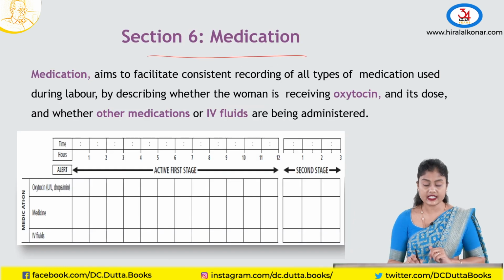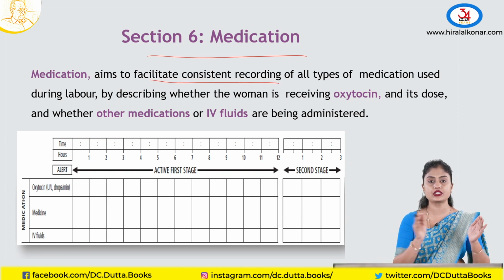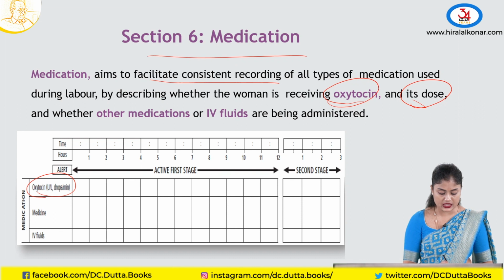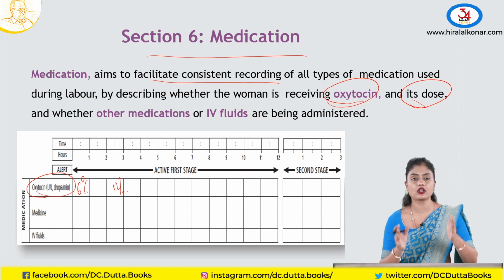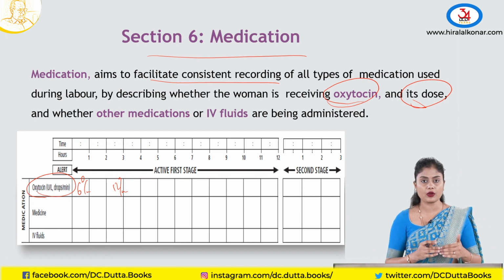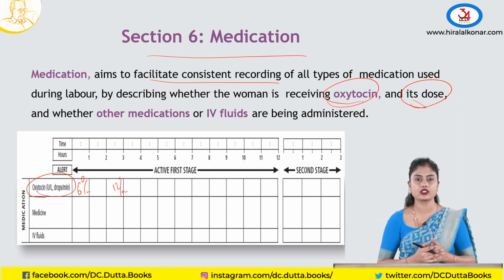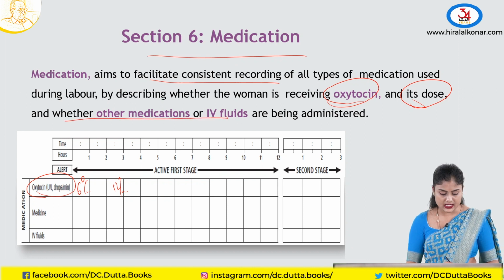Coming to section 6, medication. It aims to facilitate consistent recording of all types of medicines used in labor, like oxytocin and its dose. Here you can see the column oxytocin and its dose, like 6 drops per minute or 12 drops per minute based on the contractions. If the contractions are adequate, you can stop titrating the dose of oxytocin, or you can titrate the dose of oxytocin as and when required. And also other medications that are used.